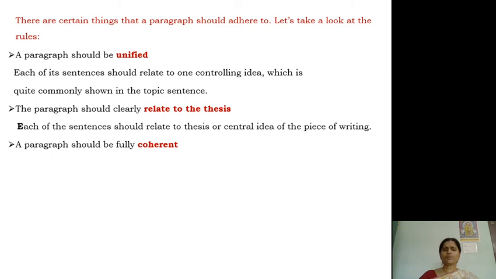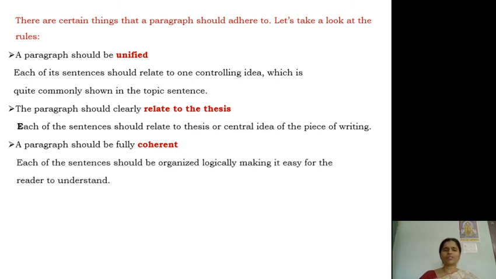Now, a paragraph should be fully coherent. That means all the sentences in the paragraph should be organized logically. One sentence should lead to the other sentence, and then to the other. They should have a logical organization. That means they should be organized in a logical way, and that becomes easy for the reader to understand that paragraph.